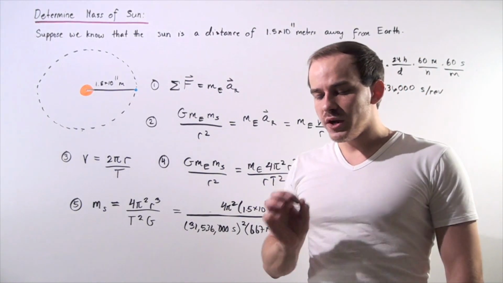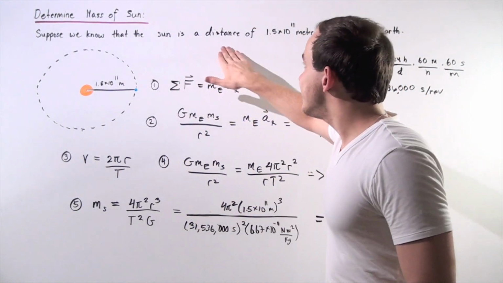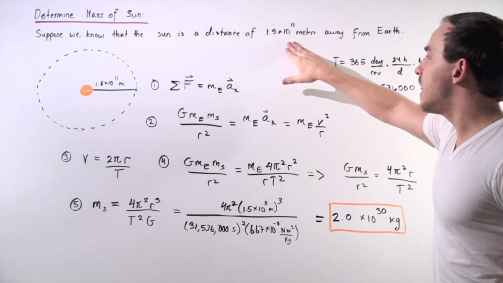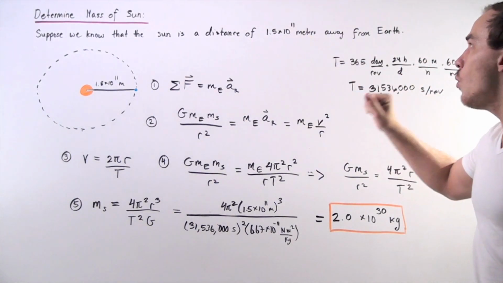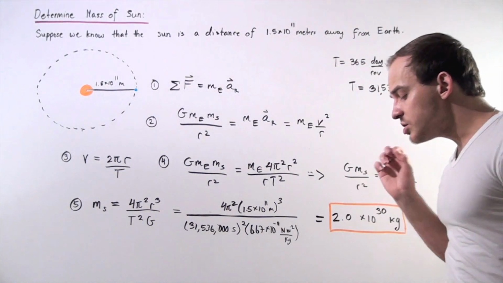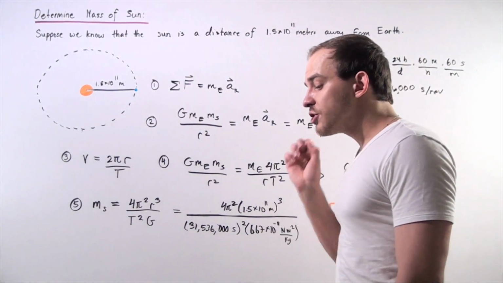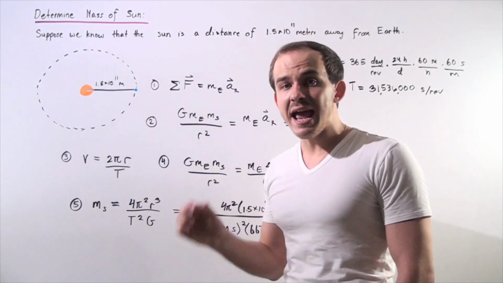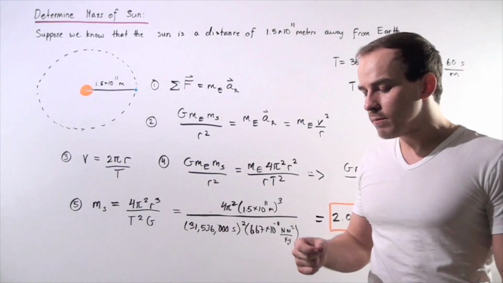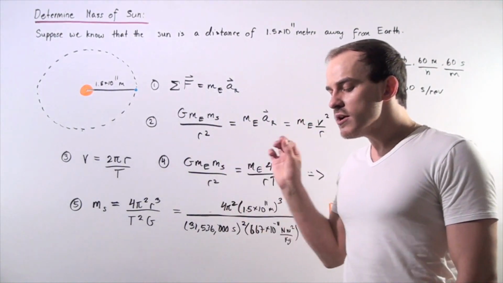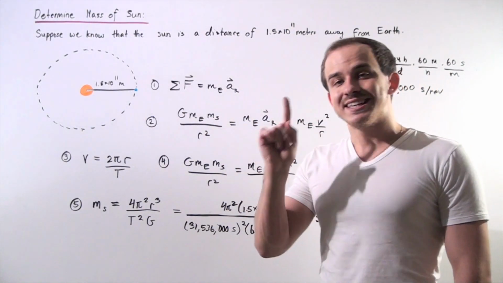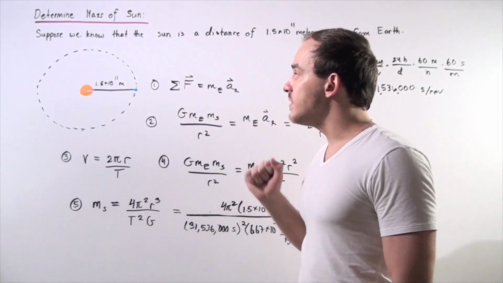So let's suppose we know that the sun is a distance of 1.5 times 10 to the 11 meters away from Earth. And we also know that it takes Earth 365 days to make one full orbit around the sun. So knowing that information, we want to calculate what the mass of the sun is.